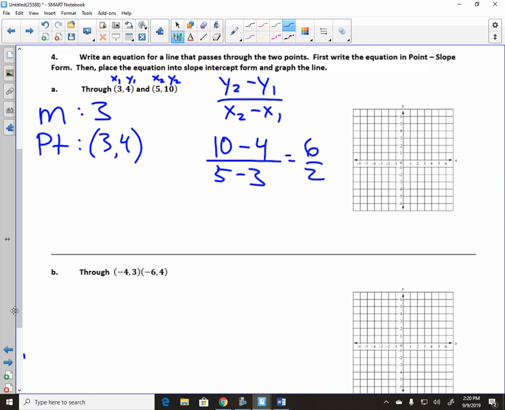Now, can I write the equation for the line? Comes back to exactly what we just did. Y minus what? 4 is equal to 3 times x minus 3. y minus 4 equals 3x minus 9. Add the 4, y equals 3x minus 5.